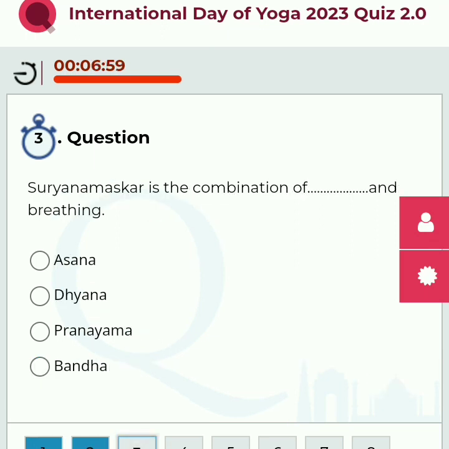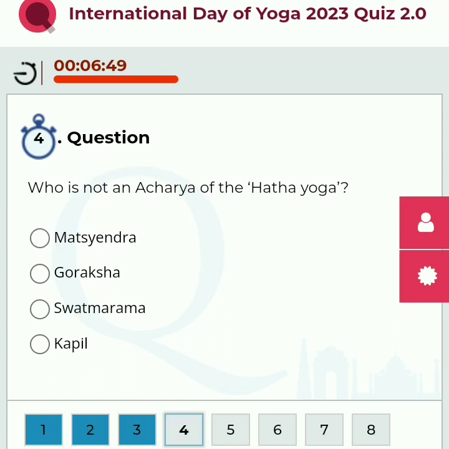Surya Namaskar is a combination of dash and breathing. Asana, Dhyana, Pranayama, Bandha. Who is not an Acharya of the Hatha Yoga? Matsyendra, Goraksha, Swatmarama, Kapil.